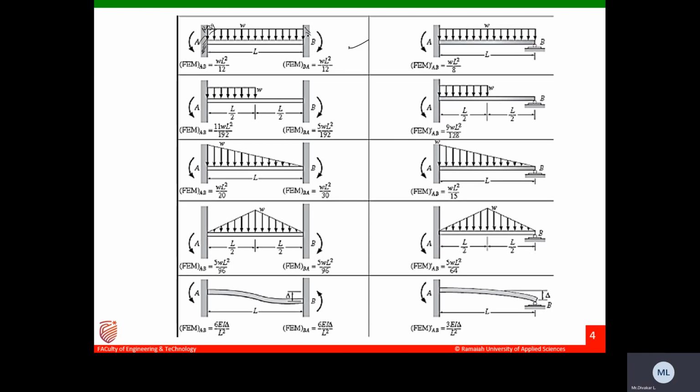Here, for a beam with UDL, the fixed end moments will be minus WL square by 12 and plus WL square by 12. So these are all the standard cases of fixed beams given here: beam with UDL, beam with UVL, and all those things.